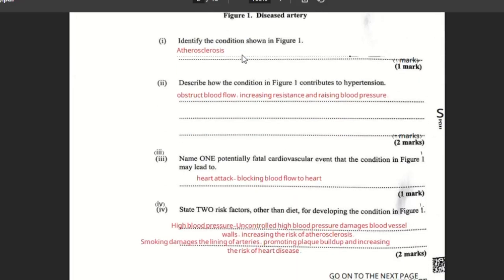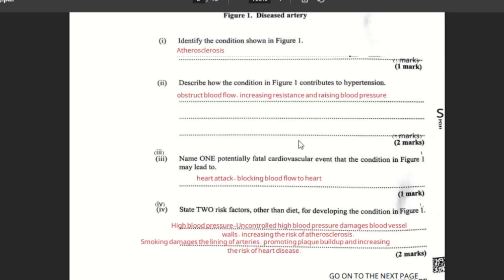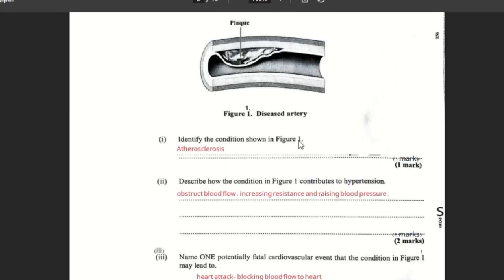Now the next question says, name one potentially fatal cardiovascular event that the condition in figure 1 may lead to. The very first one can be a heart attack. How do we know that? It's the most obvious answer. First, the question says cardio, and when you hear the word cardio, you know it has to do with the heart. And if we go back to the arteries, we know that arteries bring blood away from the heart. So it's a blood vessel.